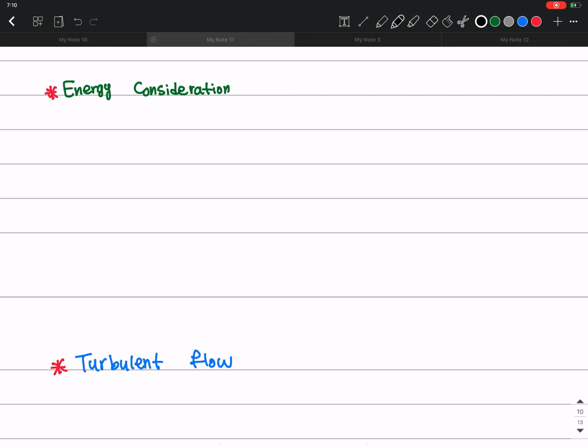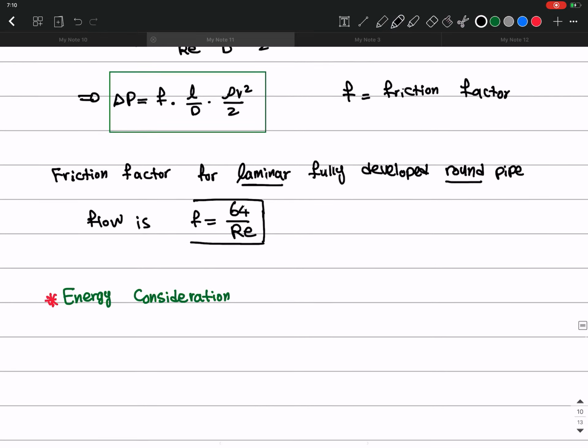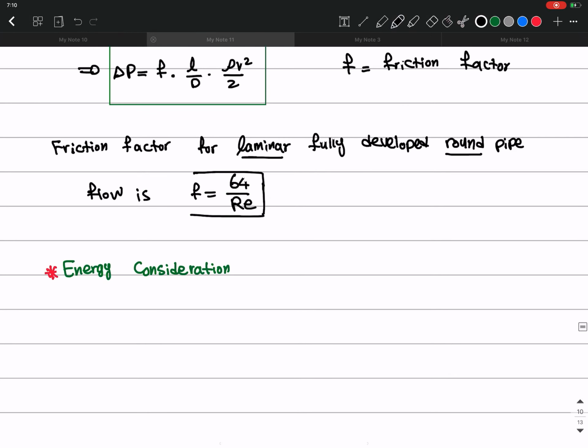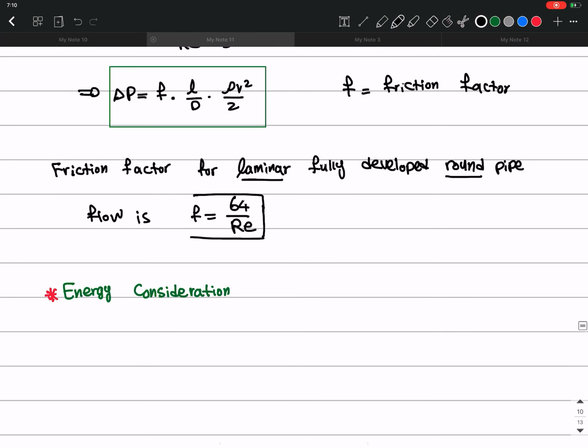Okay, so in this session, first I will just make a very brief point about energy consideration for pipe flows, and then we will go to the turbulent flows. So in the previous section, we derived the pressure drop for a laminar, fully developed round pipe flow. And in this session, I want to derive a general formula for a turbulent flow, which has a little bit more complexity than a laminar flow, okay?